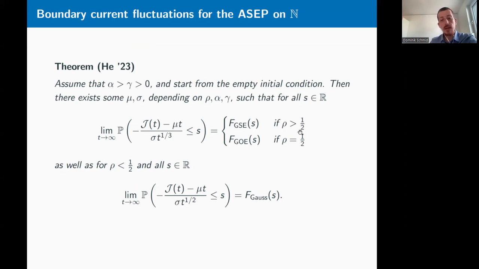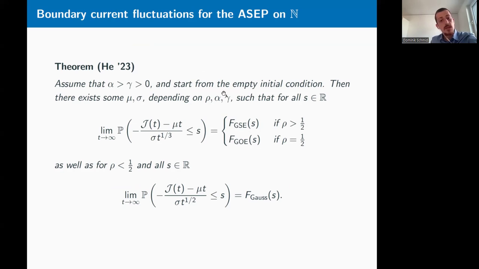So in the case where rho is greater than or equal to a half, when we normalize with t to the 1/3, we can find constants mu and sigma such that if we look at the probability that this quantity is less than or equal to s, then this will be given by the cumulative distribution function of the Gaussian symplectic ensemble and the Gaussian orthogonal ensemble.